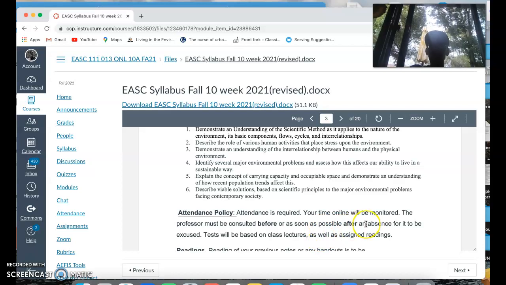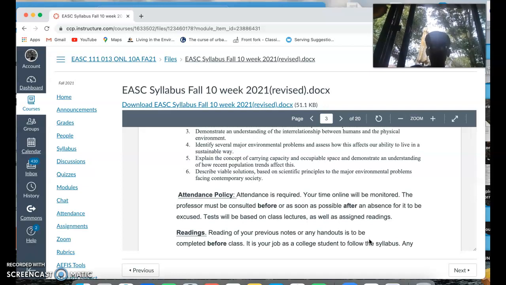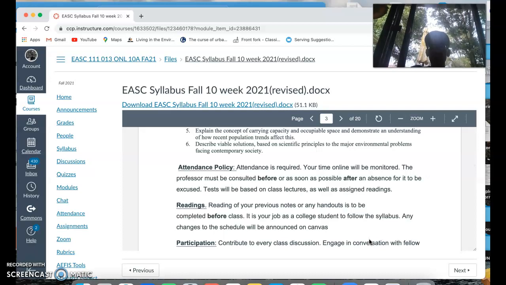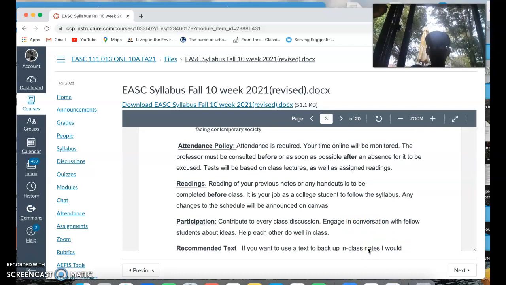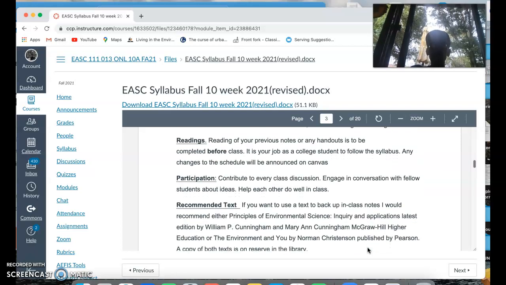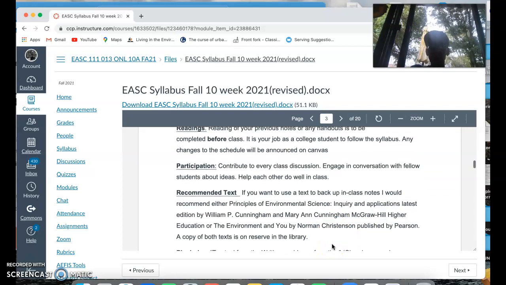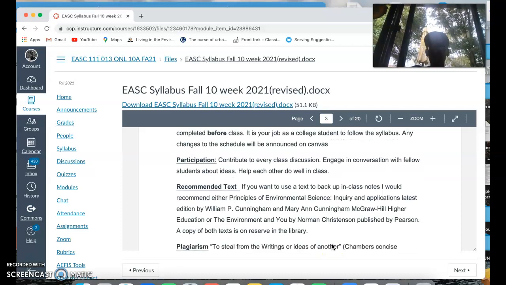Attendance is required. Your time online is monitored. And basically, if you want to continue in this class, you must post your work. You must read the notes. I post a lot of notes relating to each topic, okay? And contribute to each class discussion. Participate, be part of the class. There is no recommended text. Basically, I've put down a text if you feel you need a text. The notes should be enough to be a starting point for doing this class.